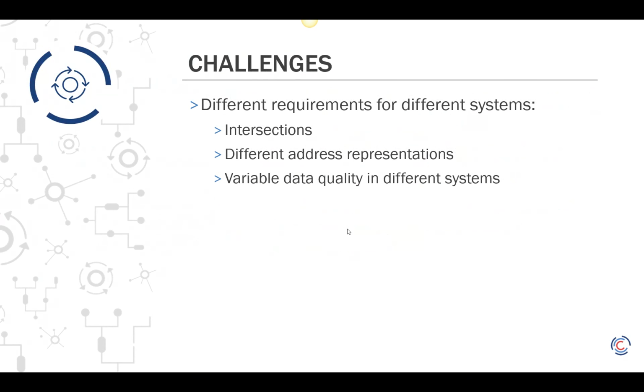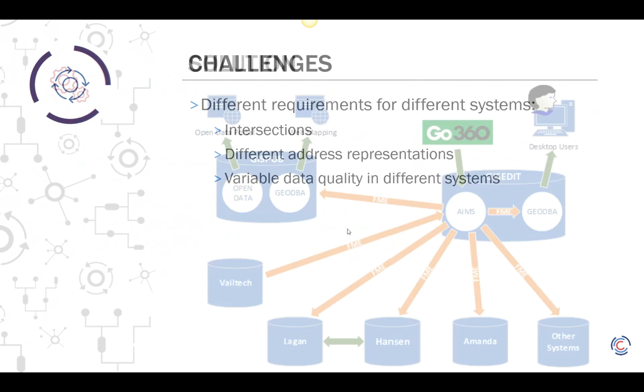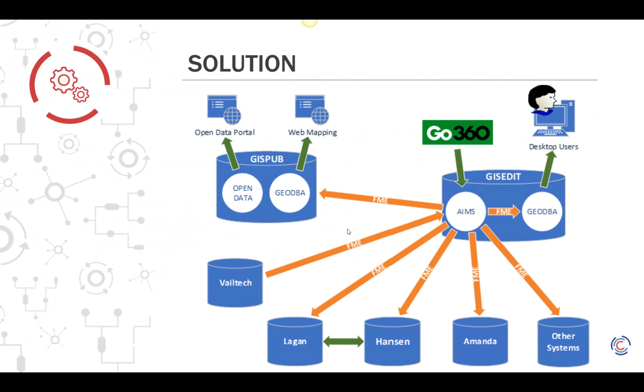So each system has its own requirements. Some required intersections, some have different ways of representing addresses, and different applications had different data quality in different systems. Just to give an example, this is a graphic they did in a presentation on this project, showing where FME comes into play to push addresses down to their different applications, such as permitting or asset management, and to their GIS, for instance.